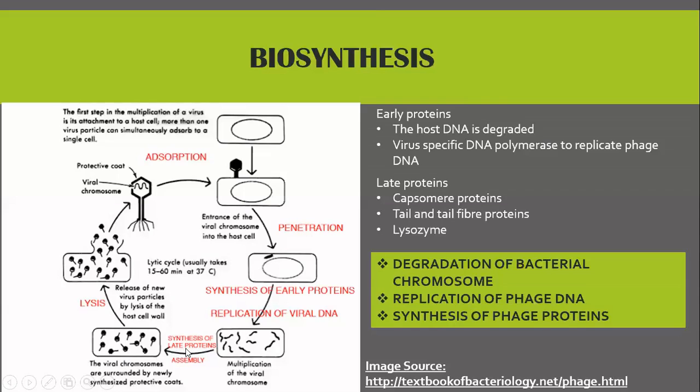The late proteins are mainly structural proteins, and these are the proteins that will make the capsomere. These are the proteins which will make the tail and tail fiber. Another late protein is lysozyme, and this will be packaged in the tail of the phage, and this will be used later while the phage is escaping from the host cell.